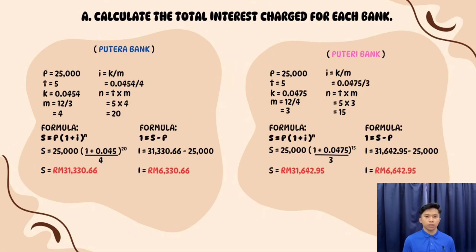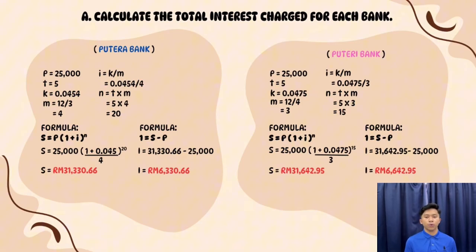S stands for future value. If you want to find the S, the formula is S equals P open bracket 1 plus I close bracket to the power N. So just put the information that we have into the formula, which is P is 25,000 open bracket 1 plus I, which is 0.0454 over 4 close bracket, and the N is 20. So just calculate in the calculator, and we got the answer is 31,330 ringgit 66 cents.